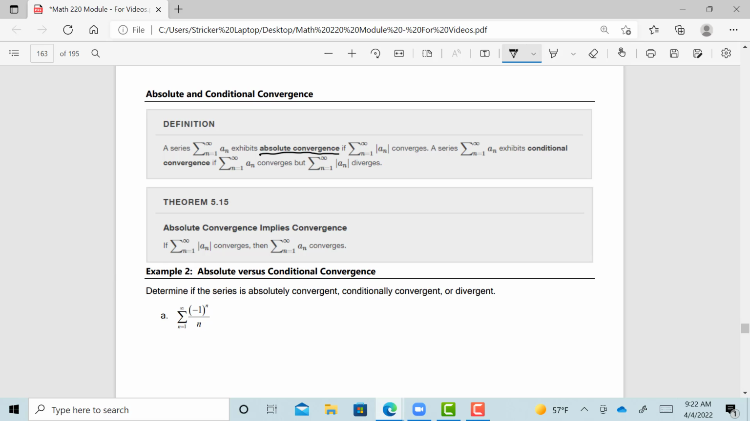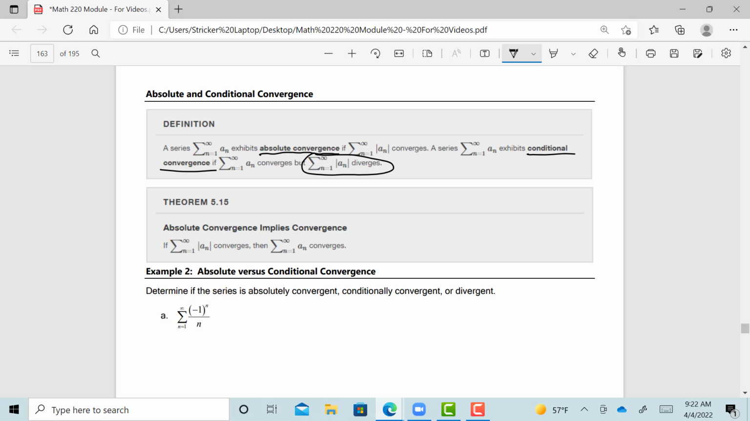Now, what if the series itself converges? What if that converges, but when you take its absolute value, it diverges? Well, in that case, we call it conditionally convergent. It's not absolutely convergent, it's conditionally convergent, if it converges, but its absolute value diverges.